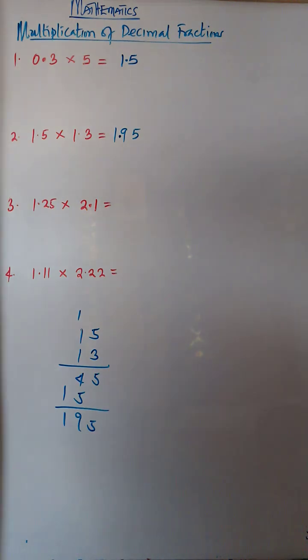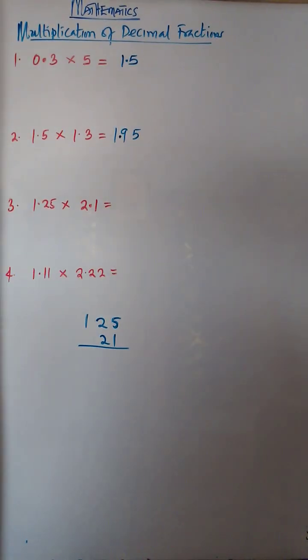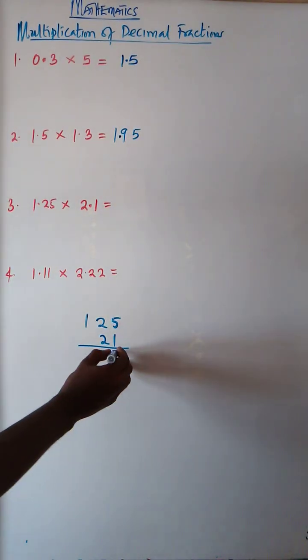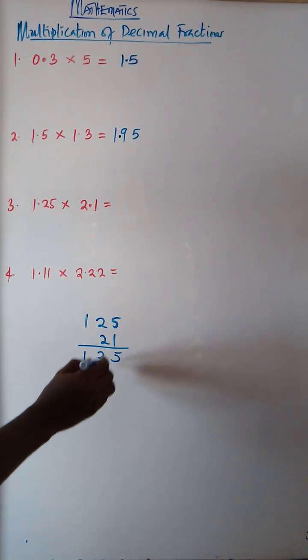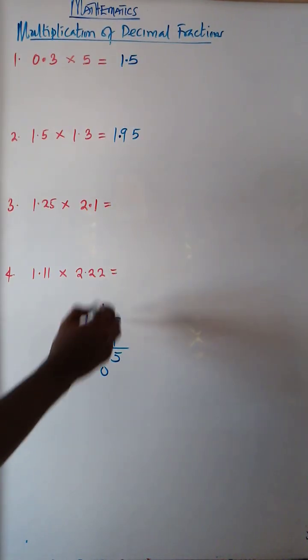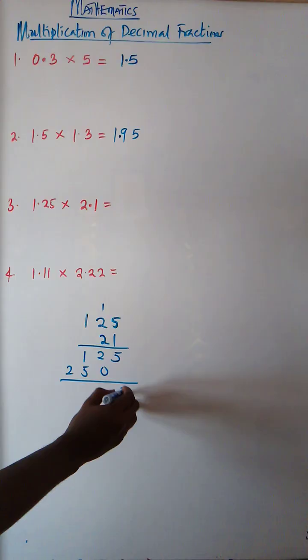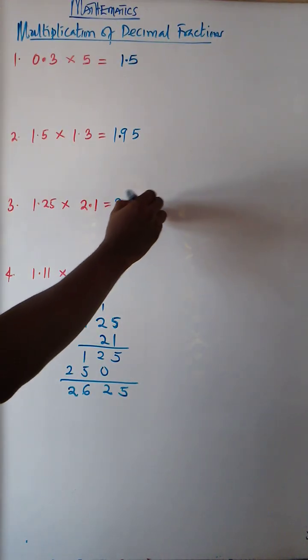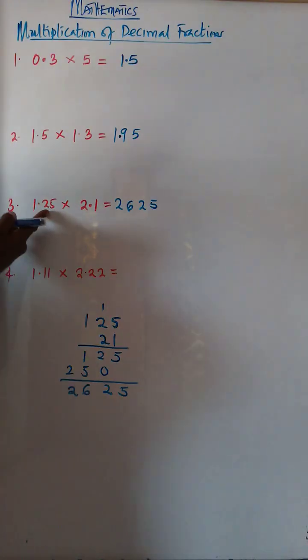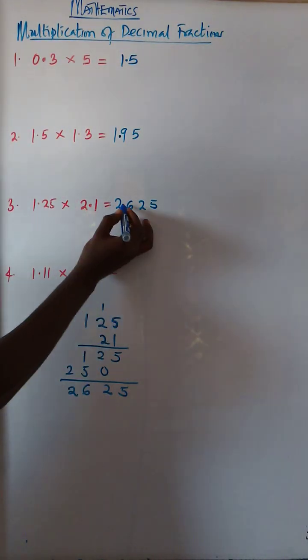Next one is 1.25 times 2.1. Same thing, neglect decimal point, multiply normally. 1 times 5 is 5, 1 times 2 is 2, 1 times 1 is 1. 2 times 5 is 10, 0 carry 1. 2 times 2, 4 plus 1, 5. 2 times 1, 2 rather. So here I have 2, 6, 2, 5. We have two numbers here after this point and one number here. Altogether we have three numbers. So we must leave three numbers here. So we put the decimal point here.